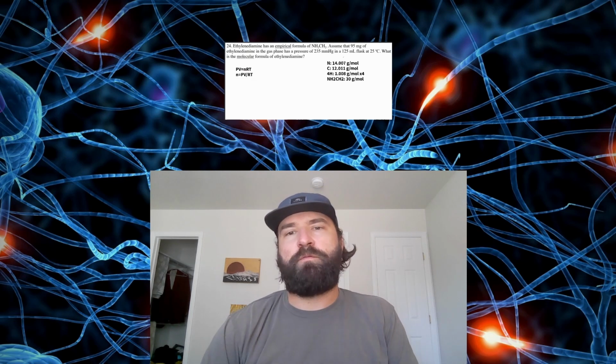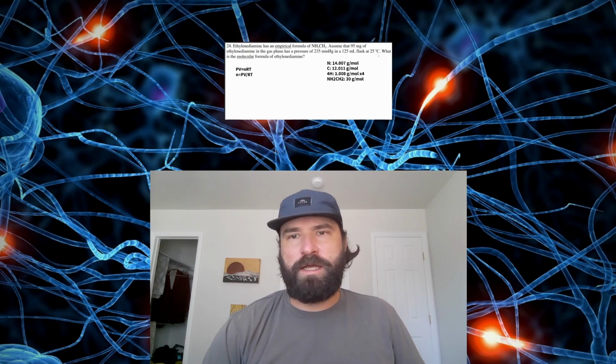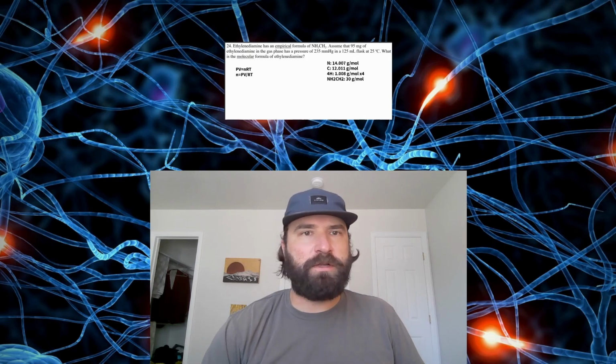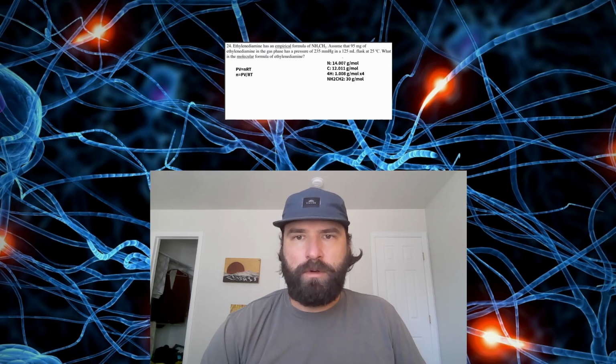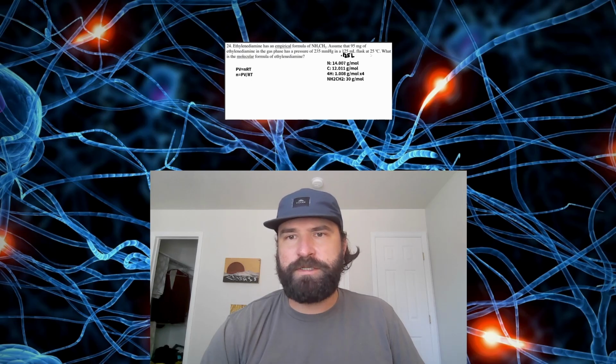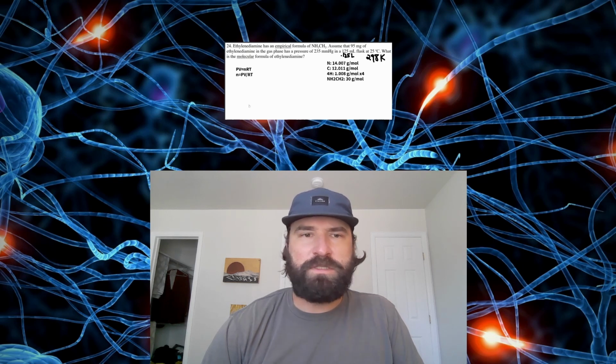So typically we want volume in liters and temperature in Kelvin. So let's make those changes quickly. 125 milliliters, there's 1,000 milliliters in a liter, so 0.125 liters is the same as 125 milliliters. And then to change from Celsius to Kelvin, you just add 273. So this is 298 Kelvin. Now we can just plug these numbers into our equation.